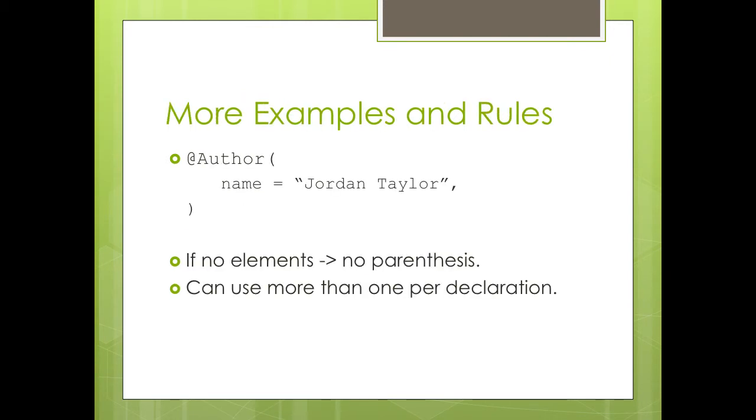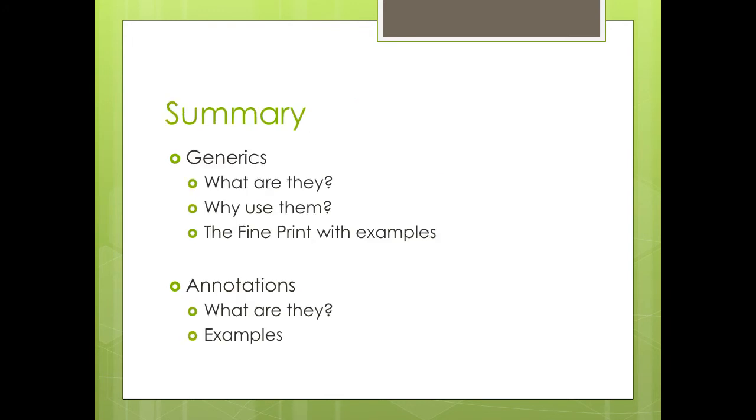Note that if there are no elements or parameters, parentheses are not needed. You can also have more than one annotation per declaration. There's no limit. To review what I've gone over today, I've discussed generics, why you should use them, and some generic code samples. We then finished up by going over annotations, what they are, and some examples.